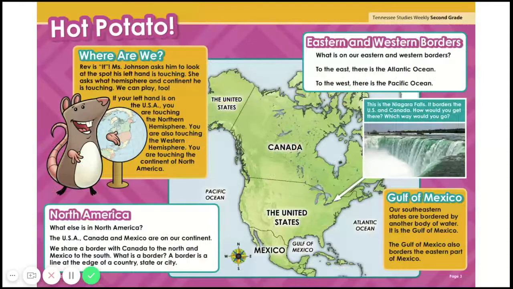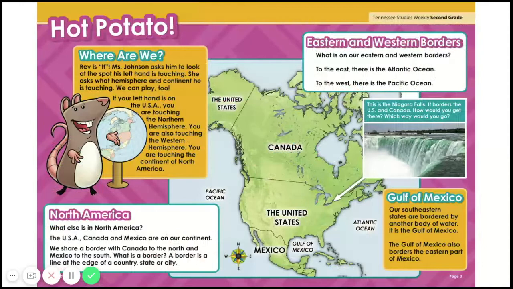So if you look at our map right in the middle of our screen, I'm sorry, my dog is barking. If you look at the map in the middle of the screen, you can see there's black lines that divide Canada, the United States, and Mexico. These lines are the borders. Now, these borders on a map, you can see them very clearly, but in real life, those borders are often imaginary, especially between states and cities.